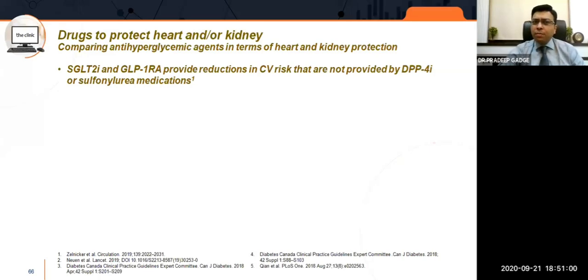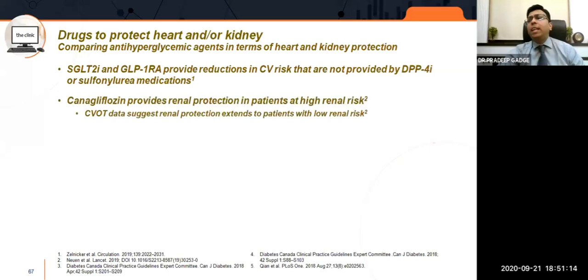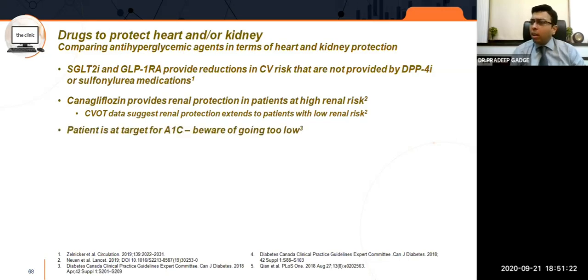Try to understand these few things, what I'm telling now. SGLT2 inhibitors and GLP-1 receptor agonist provides reduction in CV risk that are not provided by DPP-4 or sulfonylurea medicine. And hence, whenever there is a possibility of switching from DPP-4 inhibitor and sulfonylurea to SGLT2 inhibitor or GLP-1 receptor agonist, please try and do that.